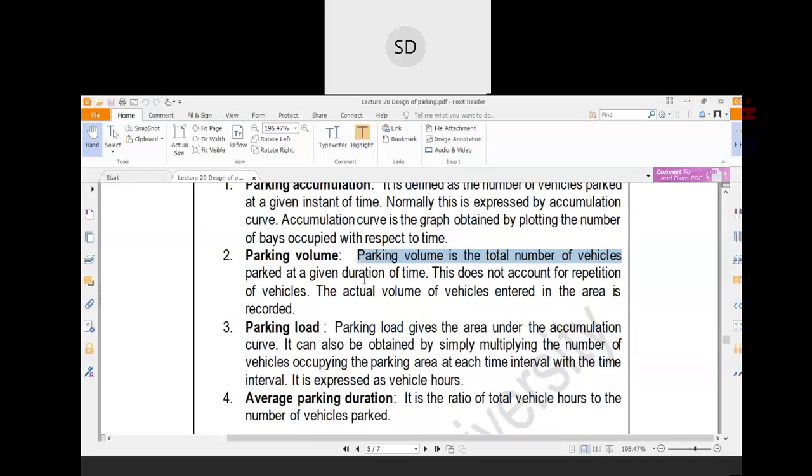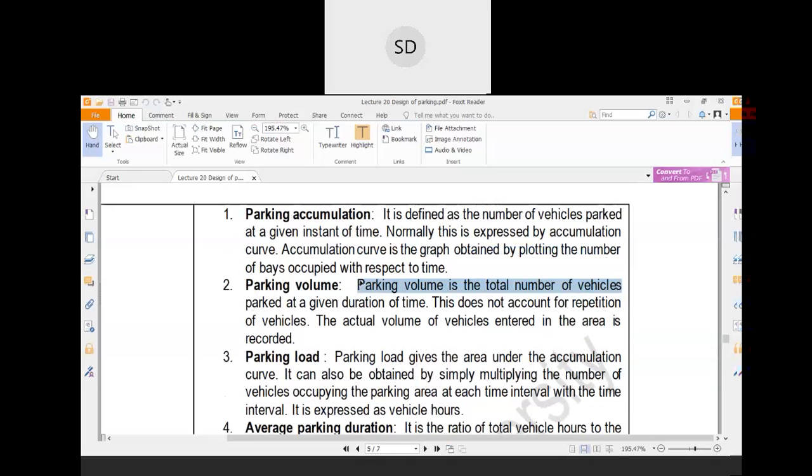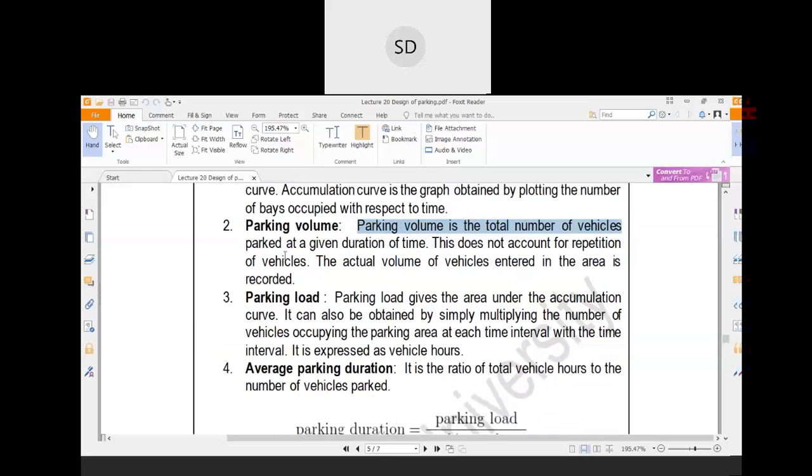That is your parking volume. And parking accumulation is, at a particular time, say 7 p.m., how many vehicles have parked over there. So basically that is the basic difference between the parking accumulation and parking volume.